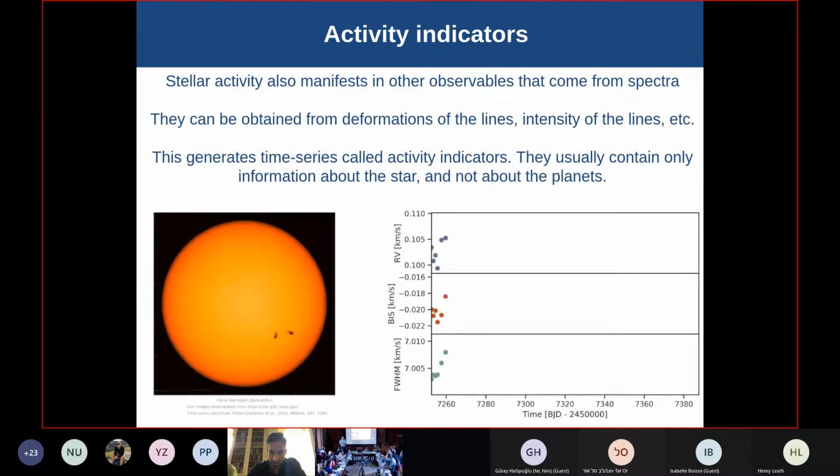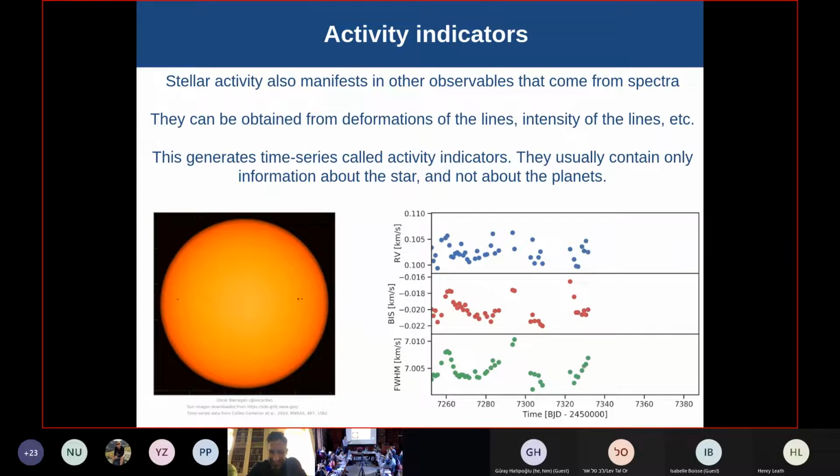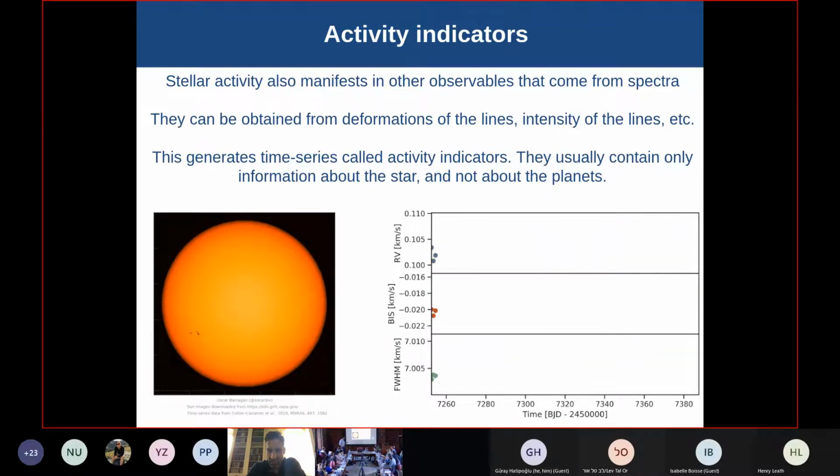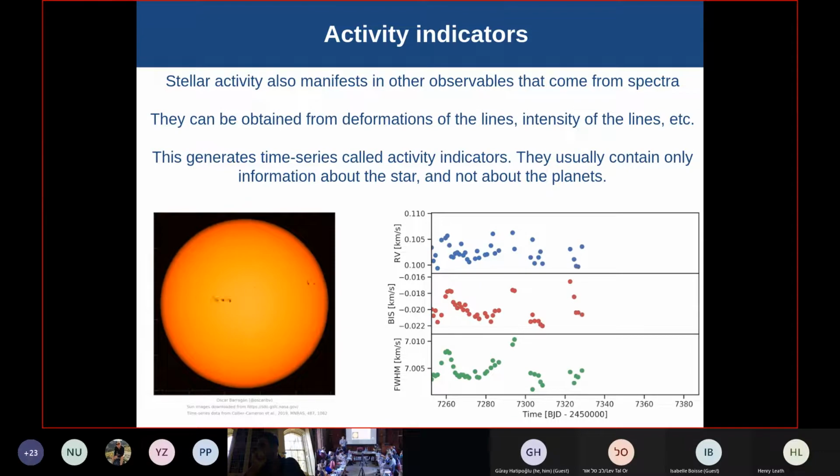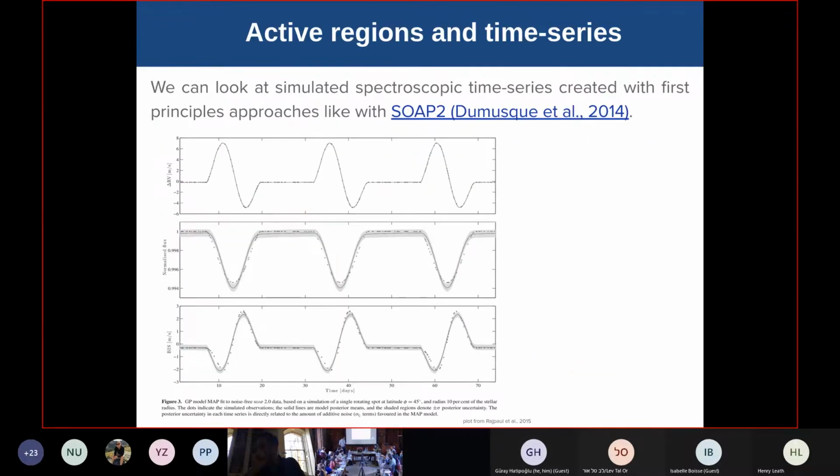So here I show an example of the same images that I put before of the sun. Here we have the radial velocities. Here there are two activity indicators that I will not describe. They are just quantities that were measured from the same spectra. We can see that they are also changing, as well as the radial velocities. So these activity indicators can give us information about how the stellar activity manifests in the radial velocities.